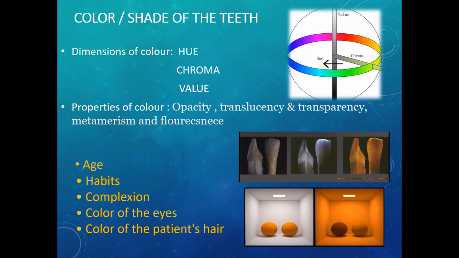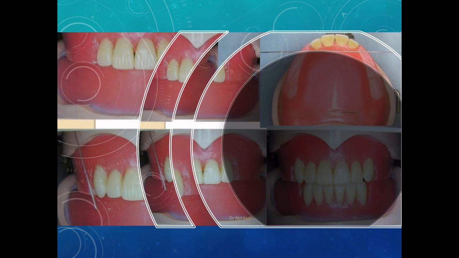The color of eyes and color of patient's hair are much more unreliable factors because the eyes are too small and they are located far away from the teeth to significantly influence the choice of color. And also the color of the hair may change because of the use of cosmetics and also with age. So these two are unreliable factors. Next, coming to the arrangement of teeth, which we will be discussing in our next session.